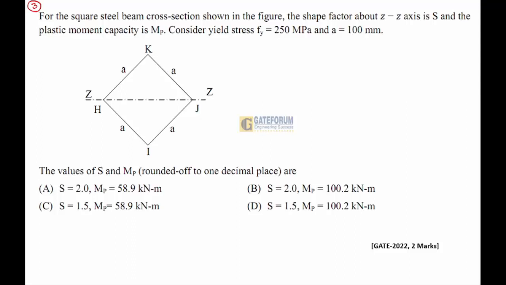kilonewton. S equal to 2 and moment is 100.2 kilonewton. S is 1.5 and moment is 58.9. S is 1.5, moment is 100.2 kilonewton meter. Generally, shape factor of diamond shape is 2.